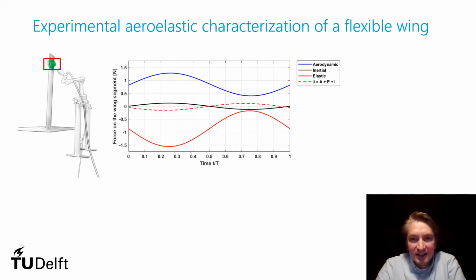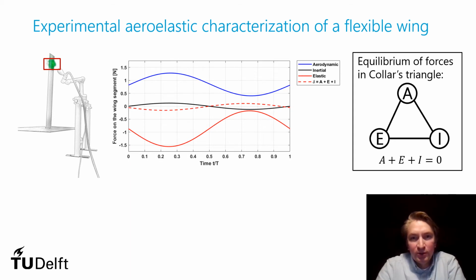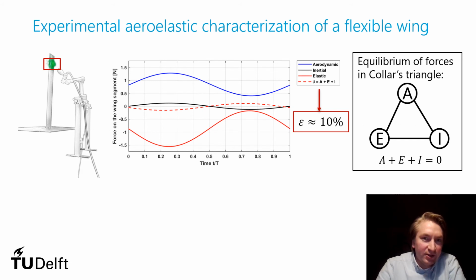To interpret this data, it is useful to recall the equilibrium of forces in Collar's triangle, which means that the sum of the three forces should be equal to 0. In the graph, we see that our measurement residual delta is not exactly 0. In fact, it corresponds to an error of around 10%. However, I'm still pretty excited about this result because this is the first time that it is possible to determine the three forces with only one measurement and data processing system.